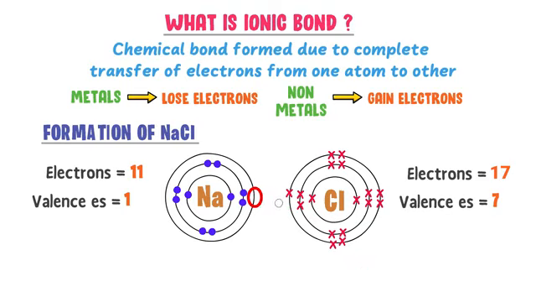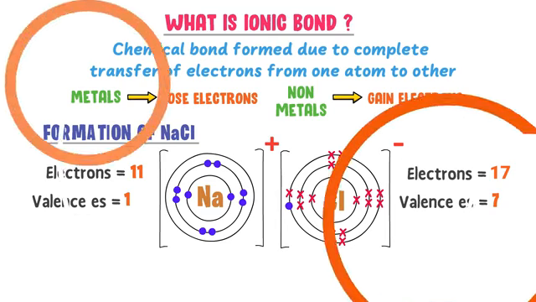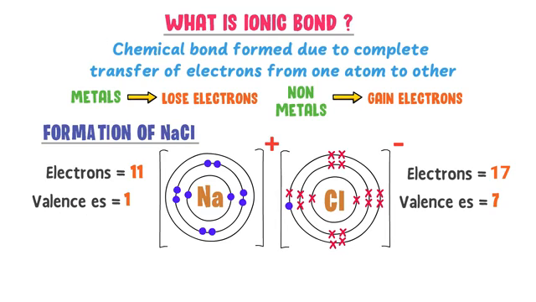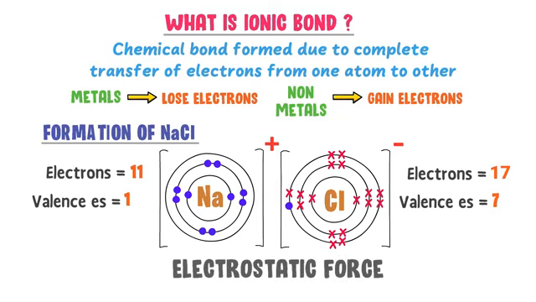Thus, sodium loses this 1 valence electron and chlorine gains this 1 electron. Sodium becomes a positive ion or cation and chlorine becomes a negative ion or anion. These two ions now have opposite charges, due to which an electrostatic force is produced between them. This electrostatic force generates the ionic bond between them. Therefore, we say that an ionic bond is formed when metals lose electrons and non-metals gain electrons.